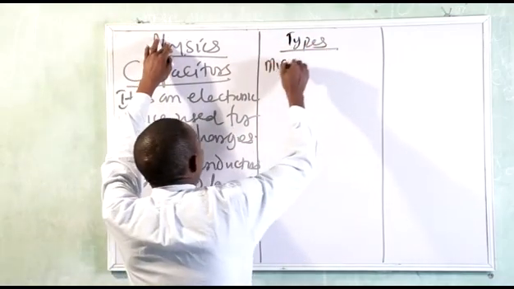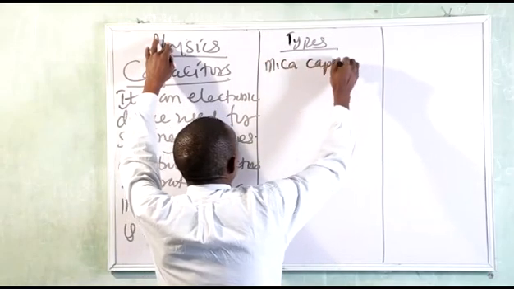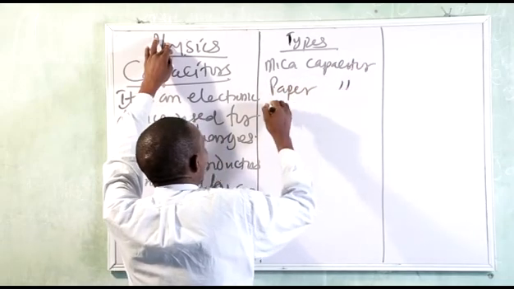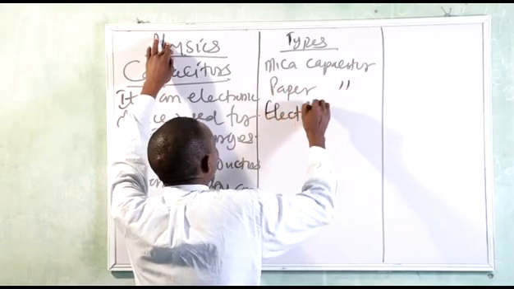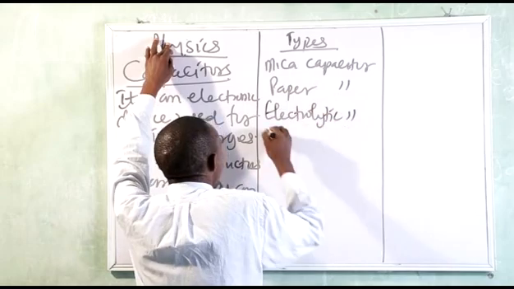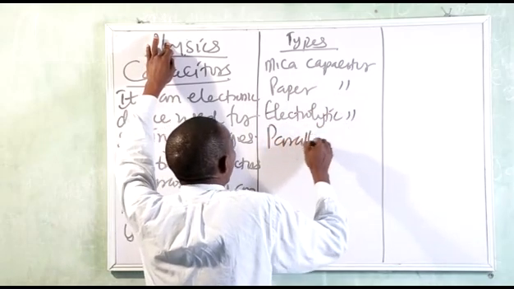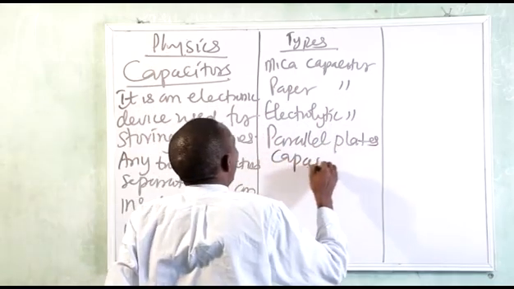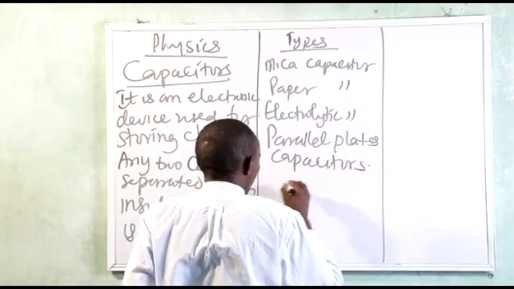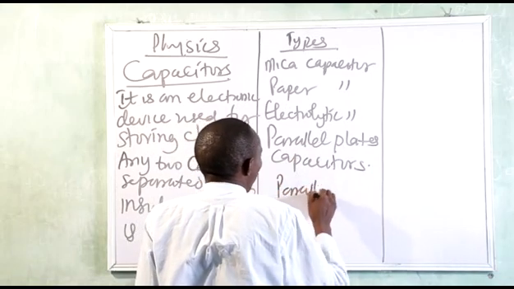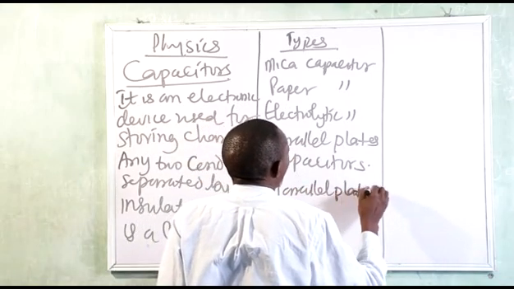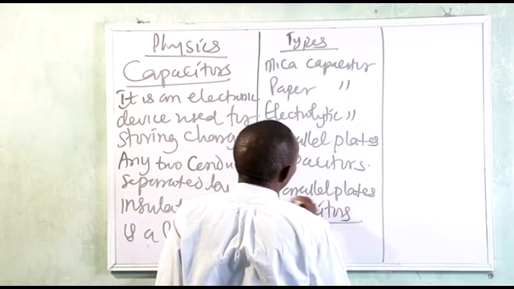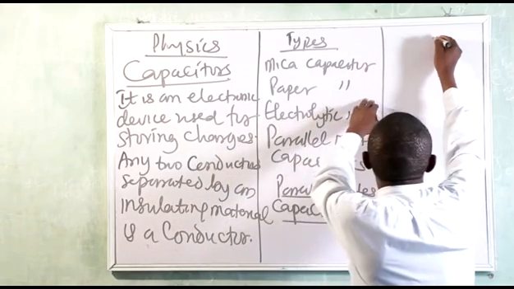We have the mica capacitor, the paper capacitor, the electrolytic capacitor, and the parallel plate capacitor. More attention will be placed on the parallel plate capacitors.